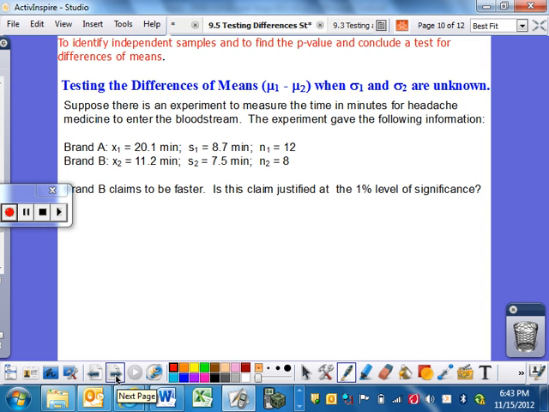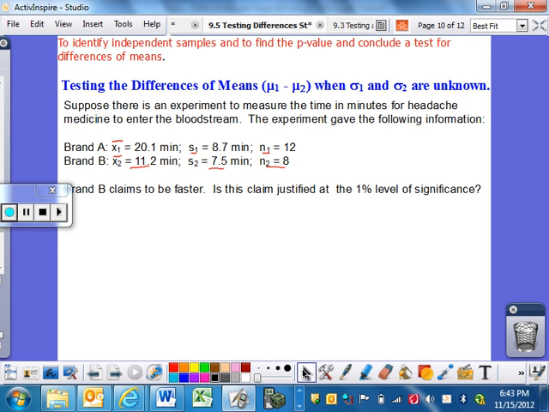Okay? So it says, suppose an experiment to measure the time in minutes for a headache medicine to enter the bloodstream after you take the tablet. So they did an experiment. Brand A gave you this x bar, this standard deviation, and this n. Okay? Brand B gave you this mean, this standard deviation, and this n. It will be listed out like that for you, or you might have to take it out of a paragraph again. I just listed it out nicely for time purposes.